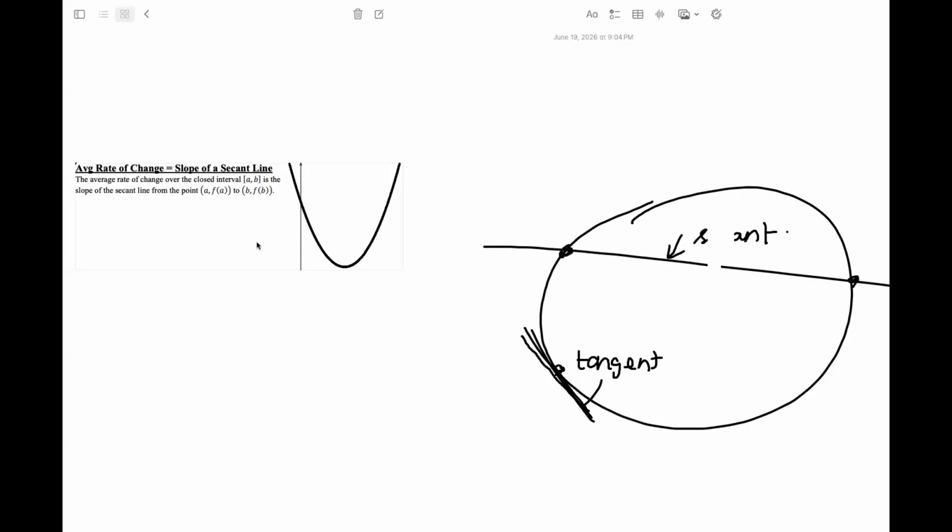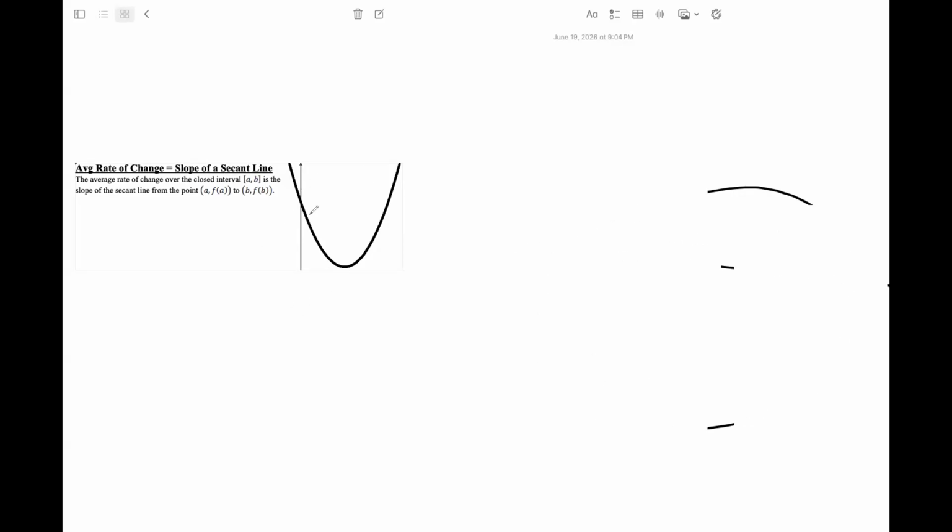Okay. So now in a parabola, this is a quadratic function. The average rate of change is the slope of a secant line, the slope between these two points, right? Let's say this is a, this is b. This is the same thing that we studied. Let's say this is f of b, this is f of a. Between these two points, there is a negative slope, right?